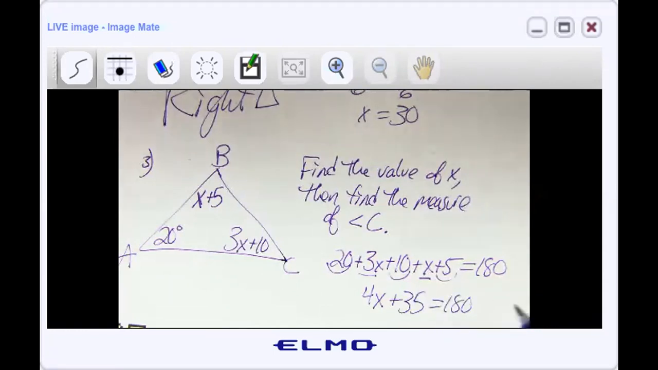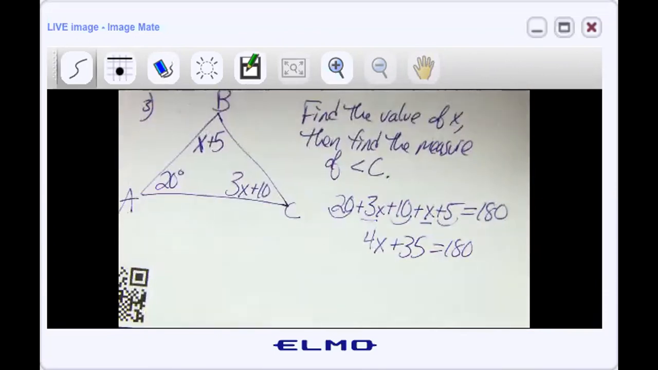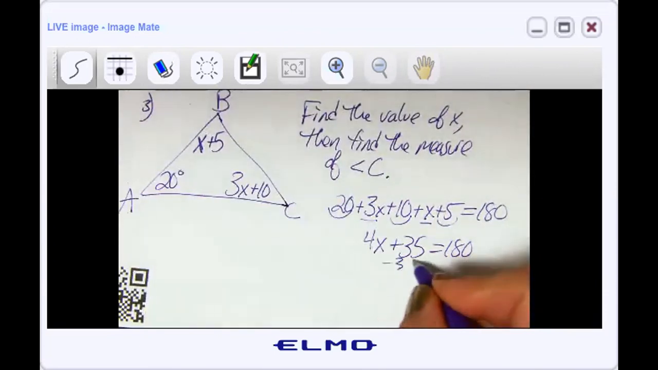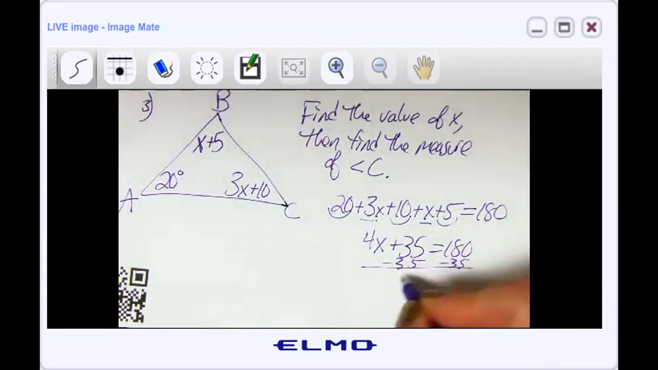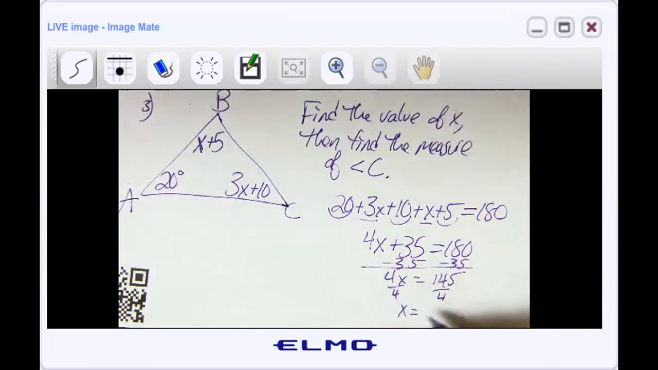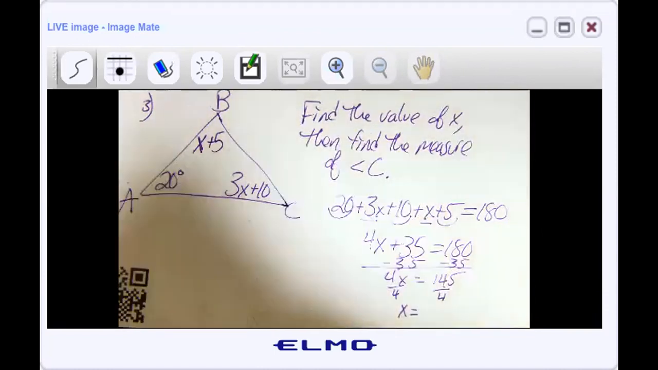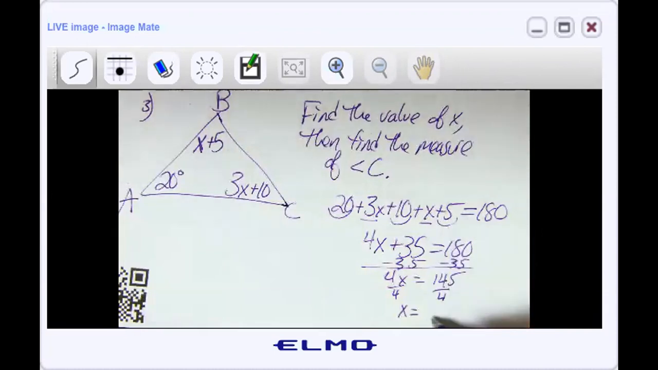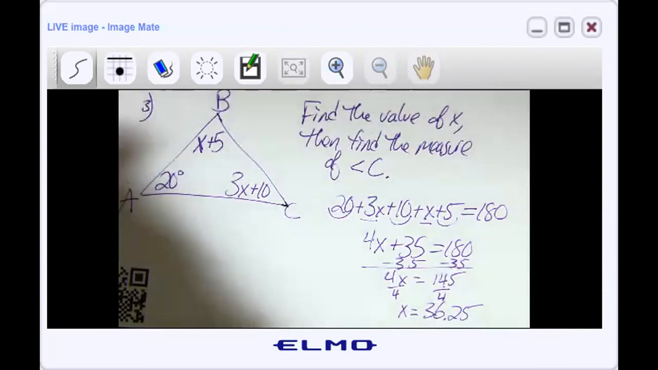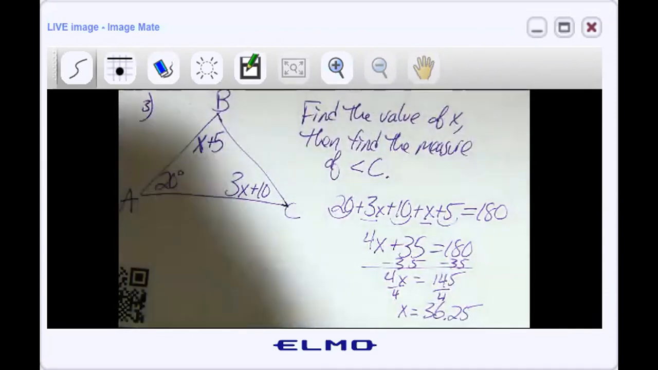Now we just solve like we always do. So I got to minus that 35 and divide by 4. So that's 145. So 145 divided by 4 just so happens to be 36.25. That's what I got. Good. So we got a decimal, no big deal, whatever. Sometimes it's decimals, sometimes it's not, especially when I'm just making up numbers. They can't all come out perfectly.